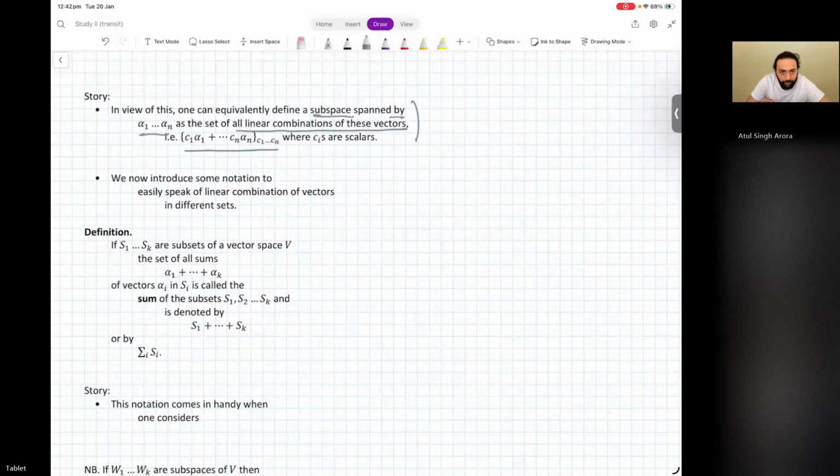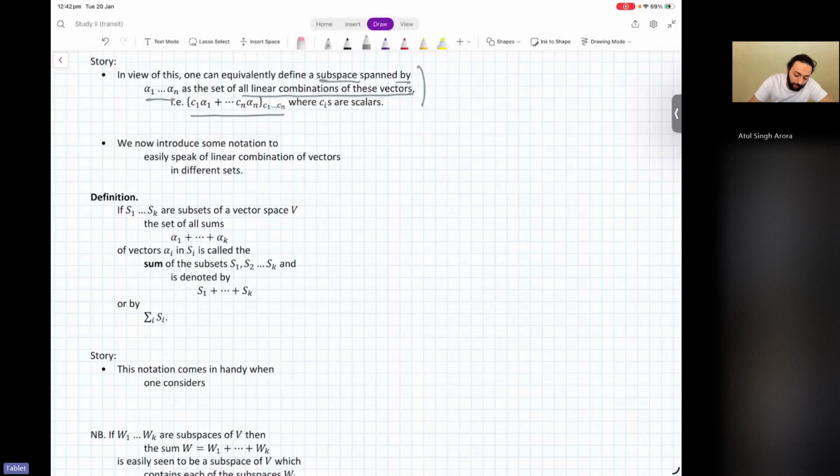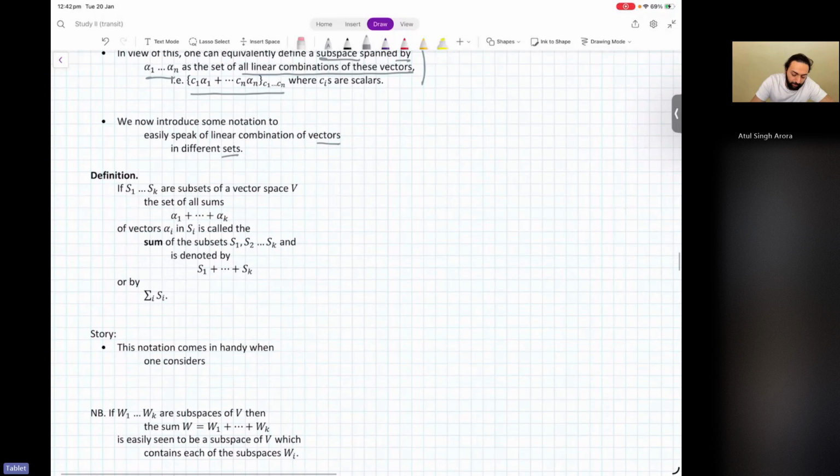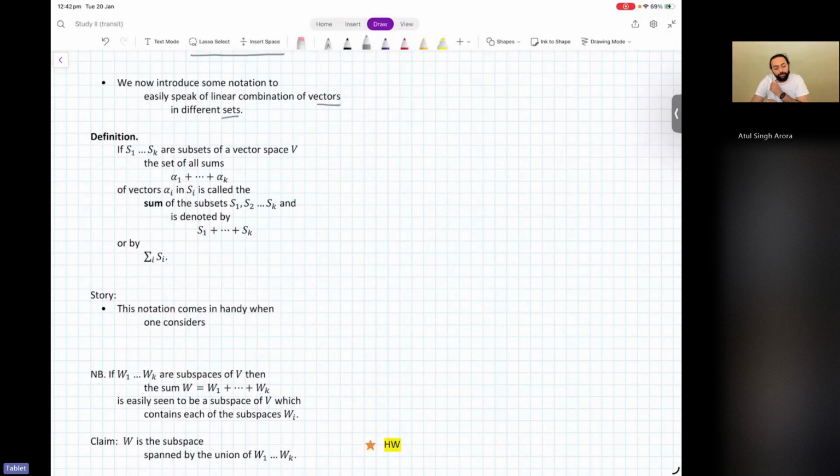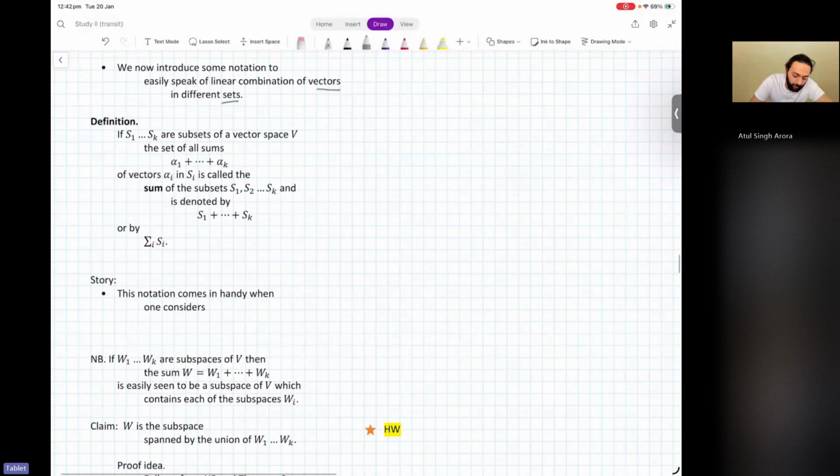Okay, perfect. All right, so we now introduce some notation to easily speak of linear combinations of vectors that are contained in different sets. So the first definition is as follows. If S1 to Sk are subsets of a vector space V, the set of all sums alpha 1 to alpha k of vectors alpha i in capital Si is called the sum of the subsets S1 to Sk, and it is denoted as such.